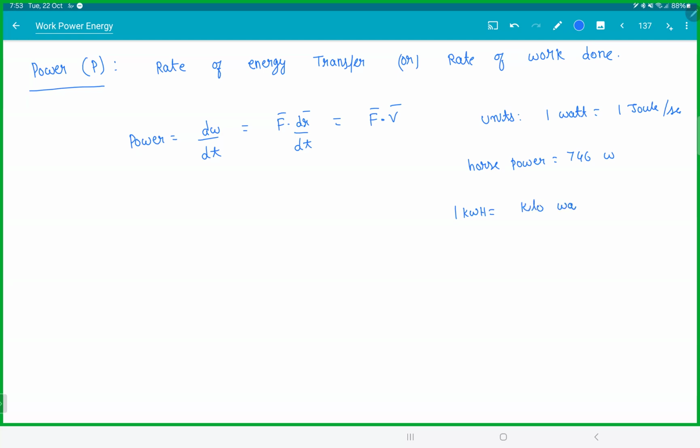Now you have to be careful. This is not a dimension of power. This is actually a unit of energy. So if you look at 1 kilowatt hour, kilo means 10 power 3. Watt is 1 joule per second. 1 hour is 3600 seconds. So this is actually 3.6 into 10 power 6 joules. So when you consume this much energy, we call it 1 unit. In your house, you must have seen the electricity bill say 300 units, 250 units. So that 1 unit is 1 kilowatt hour.